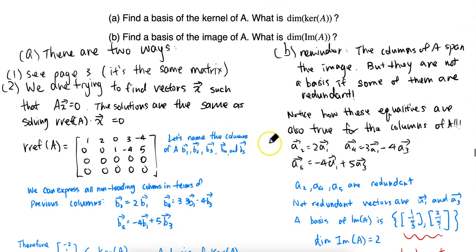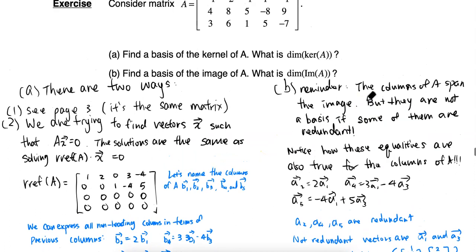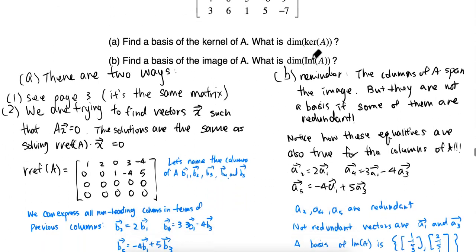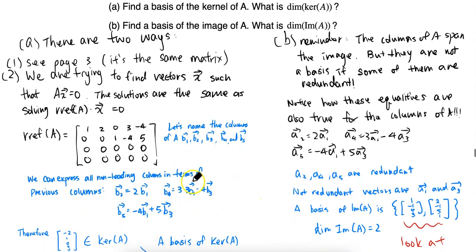What about finding a basis of the image? Well, let's remember that the columns of A always span the image. So here we have 5 columns, so these 5 vectors certainly span the image of A. But they are not a basis if some of them are redundant. Everything we found here about the columns B1, B2, B3, B4, B5 is also true about the columns in A. Think about that for a moment.